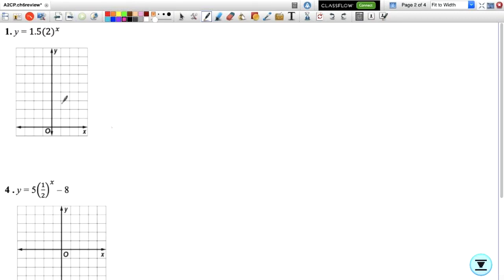So let's take a look at these 2 graphs, all right? You're going to have, one of these is exponential growth and one of them is decay. So I'm going to look at the equations. I'm going to look at the base that holds up my exponent.